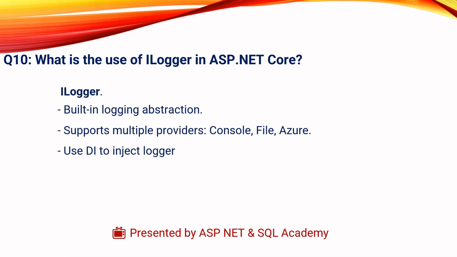ILogger is the built-in logging interface in ASP.NET Core. You can use it to log messages to different destinations like console, files, or cloud services. It is injected using dependency injection.